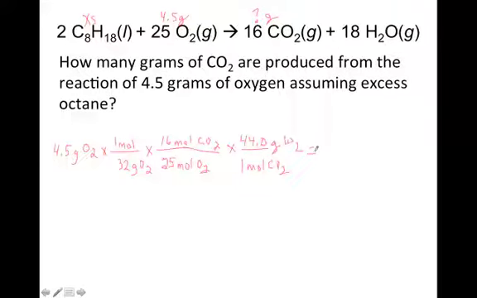Take my calculator, do the math. 4.5 divided by 32 times 16 divided by 25 times 44 equals 3.96, or if we want to do the right number of significant figures, which would be 2 in this case, will be 4.0 grams CO2.